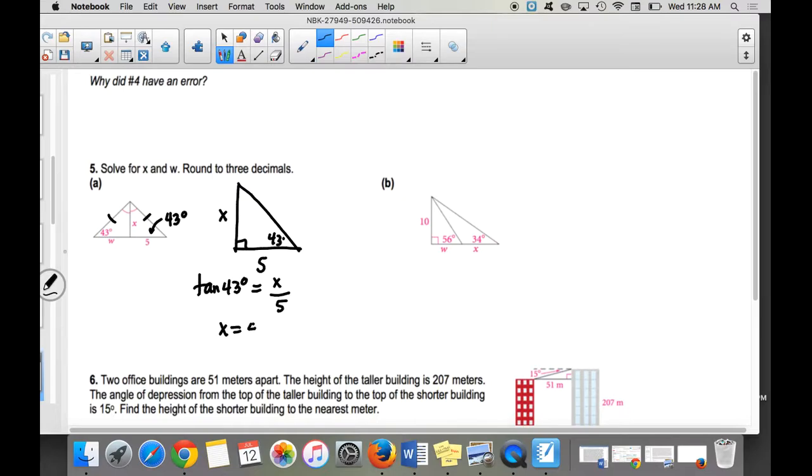So I get x equals 4.663. We'll say that. All right, now we want to find w. Okay, so if we want to find w, we have to use that value that we found for x. So now we have the triangle that's on the left-hand side, and we have 43, and we have x was 4.663, and we want to find w.